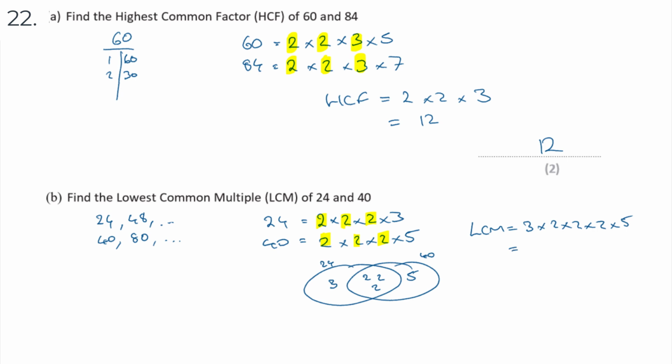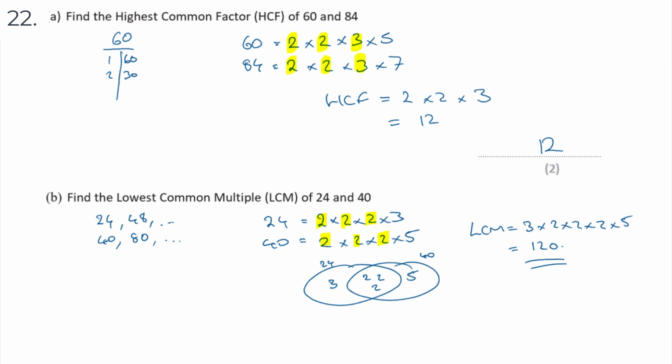So what's that then? 3 times 2 times 2 times 2 times 5. That comes out to be 120. Okay? So that's the way to do it with prime factor decomposition. Like I say, you could also just carry on with this list and get to 120 on both lists. That is a perfectly acceptable way of solving it.